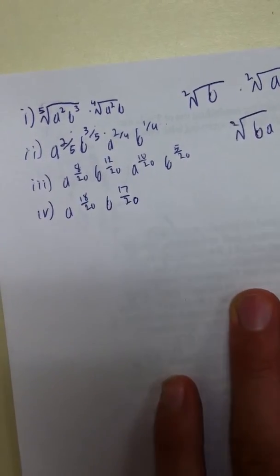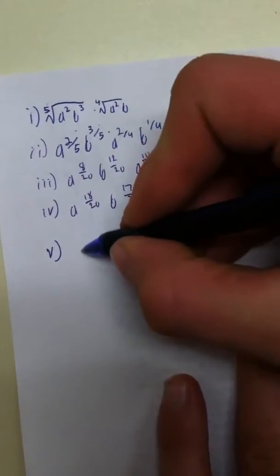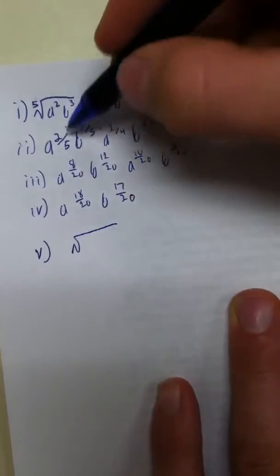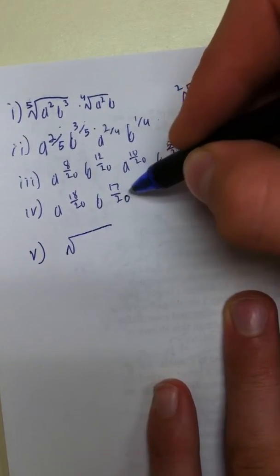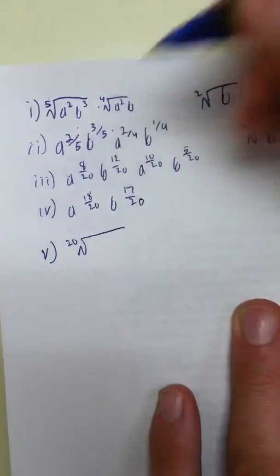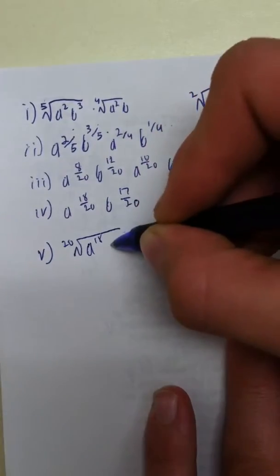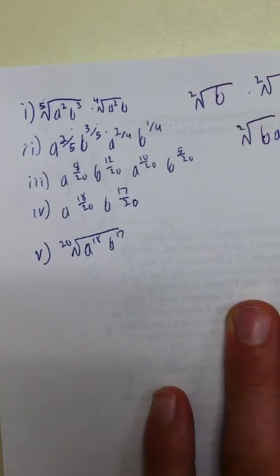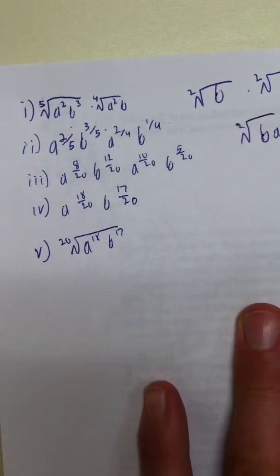So now that we have figured this out, we can write them back underneath the radical. Like we learned up here, our index is going to be 20. So we write the index of 20, and then take the exponents, a to the 18th, b to the 17th. So now there's an even quicker way to do this. So now I'll show you that way.